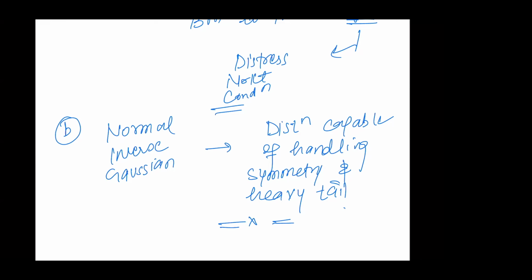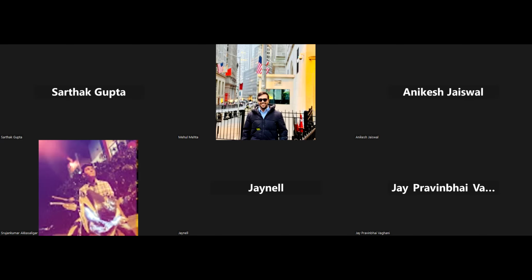Okay, got it. So basically, normal inverse Gaussian is a distribution which is capable of handling asymmetry as well as the heavy tails. So guys, because we are on time, and I still need one more class to make you understand the rest of the processes, do you have any doubt up till now?